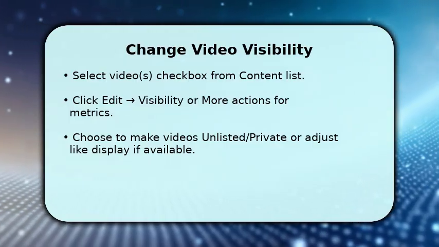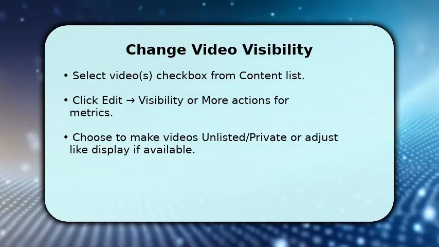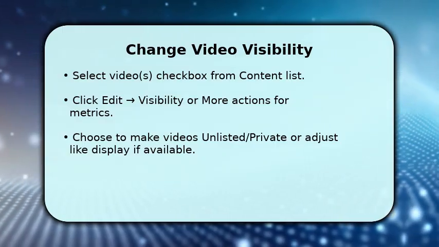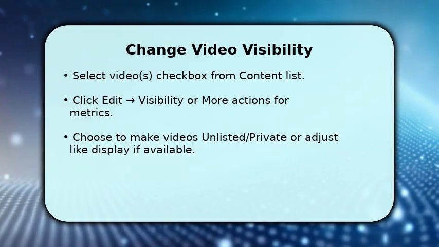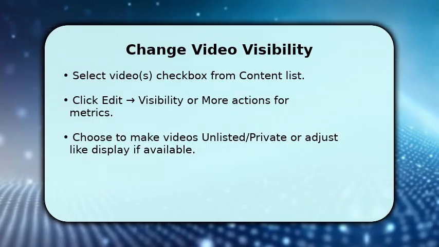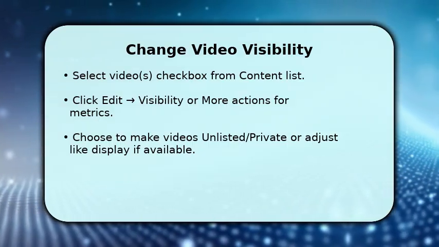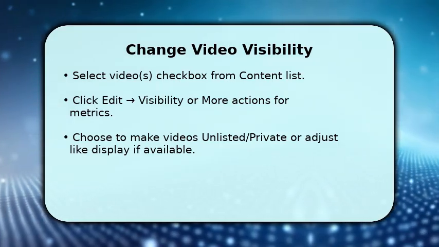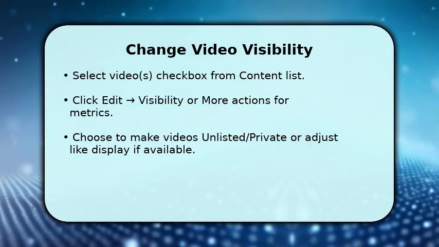If hiding likes per video isn't directly listed, set the video to Unlisted or Private to remove public engagement display. For channel-wide control, go to Settings, then Channel, then Advanced Settings to find metric toggles. Make sure to save changes. Keep in mind changing visibility affects discoverability.